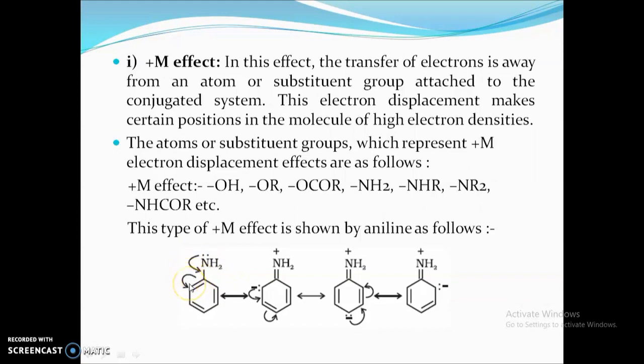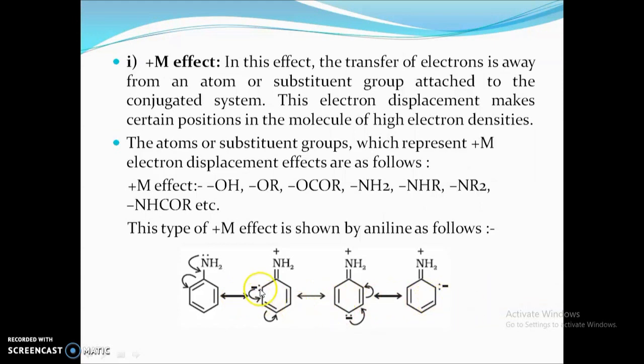Pi electrons are shifted over here. This results in the formation of a double bond between carbon and nitrogen. This nitrogen acquires a positive charge, and here, as pi electrons are shifted, this has a negative charge on it. Now, here again the negative charge is in conjugation with a multiple bond. Further resonance will take place, and these are the resonating structures of aniline.